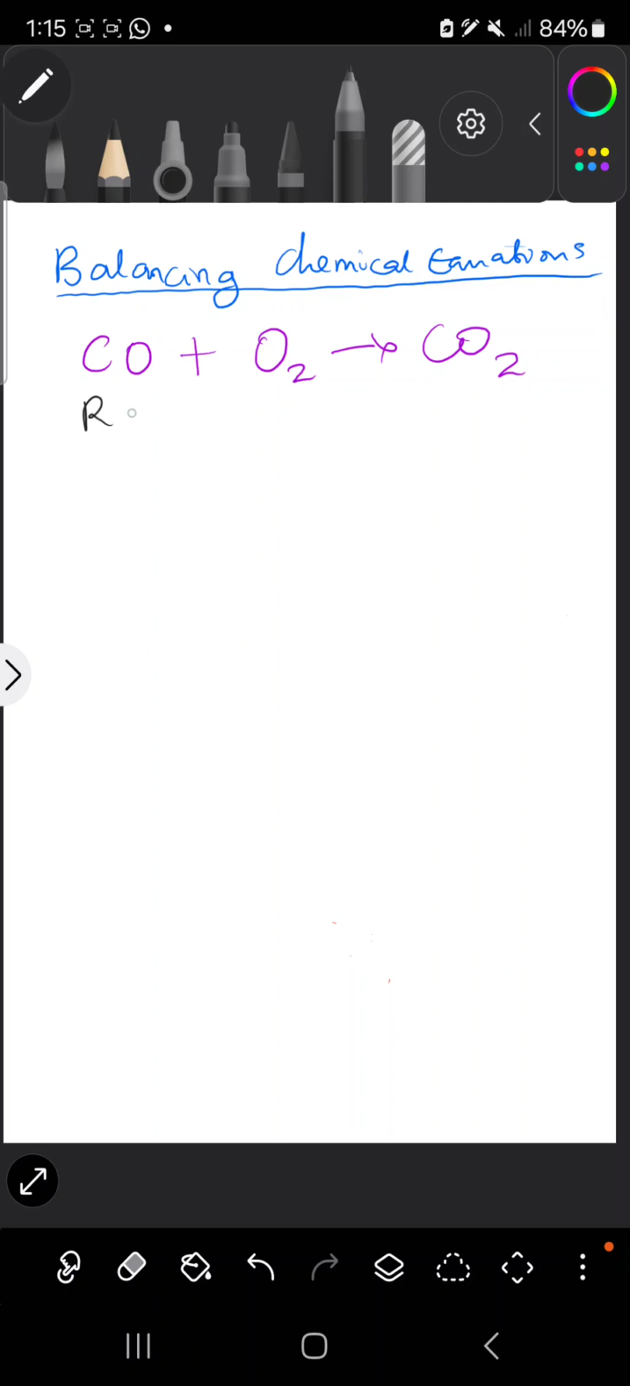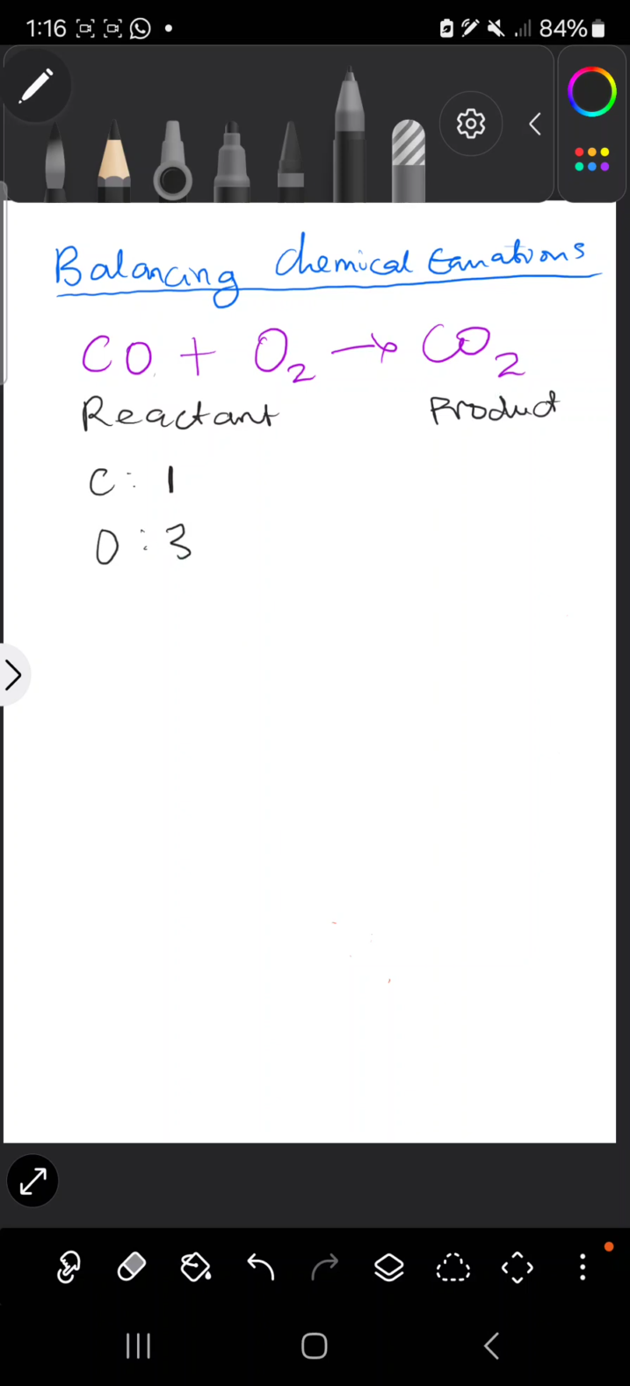We call this our reactant and we call this our product. It's good to understand this. Now, how many carbon can you see on this reactant side? Remember, you have to count the number of atoms of each element available. How many carbon can you see here? 1. How about oxygen? We have 1 here and 2 here. That combines to give us a total of 3 oxygen on the reactant side.